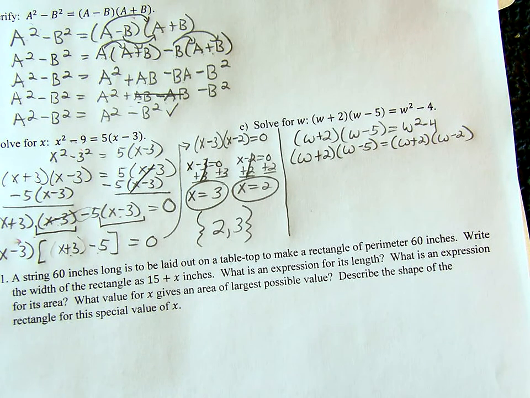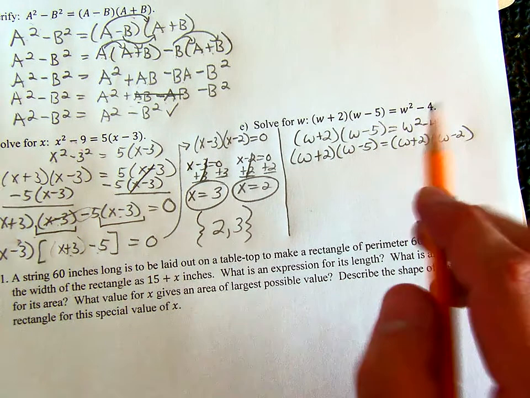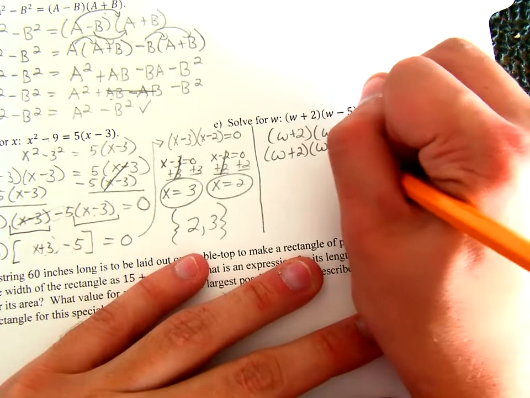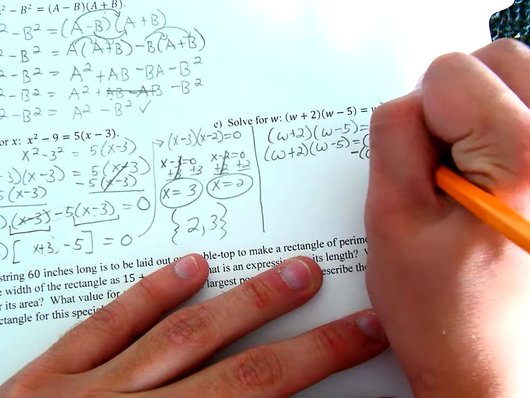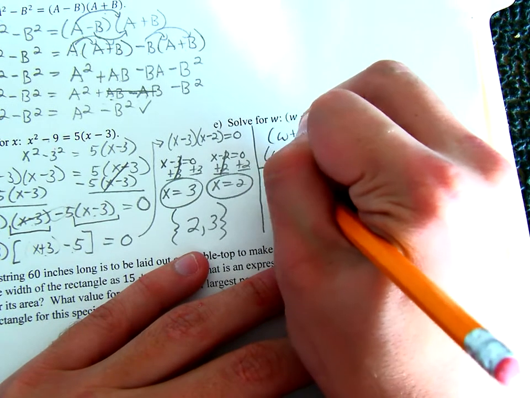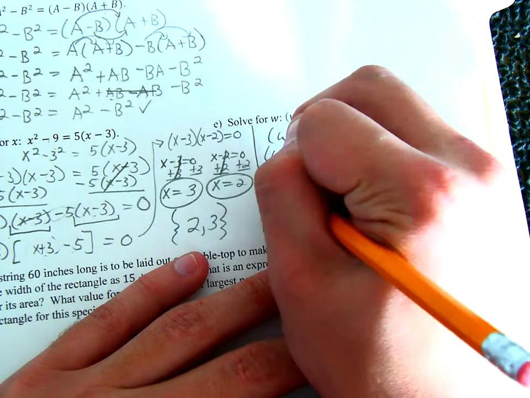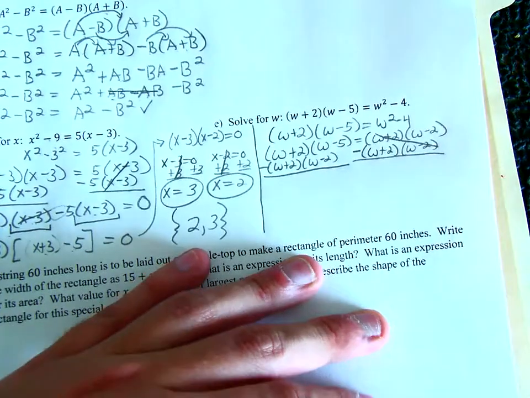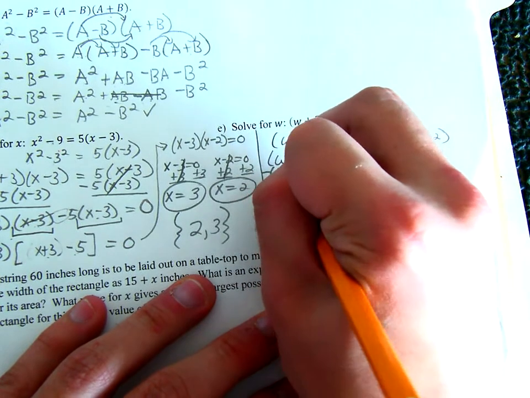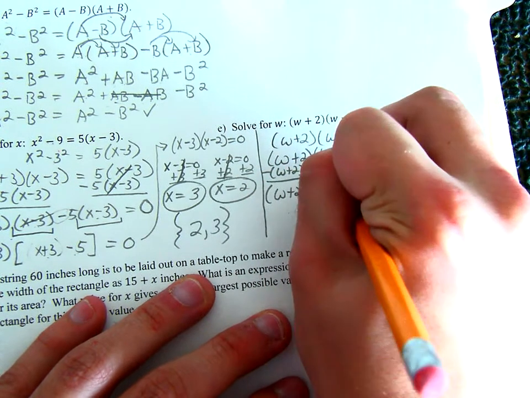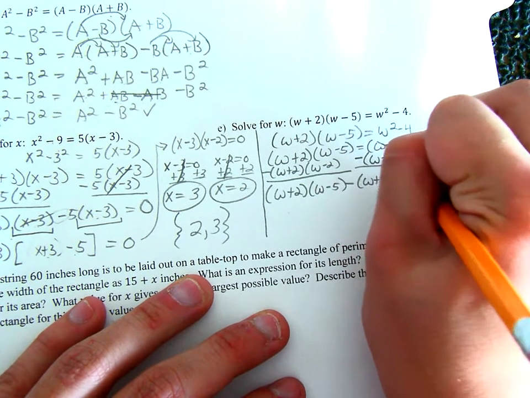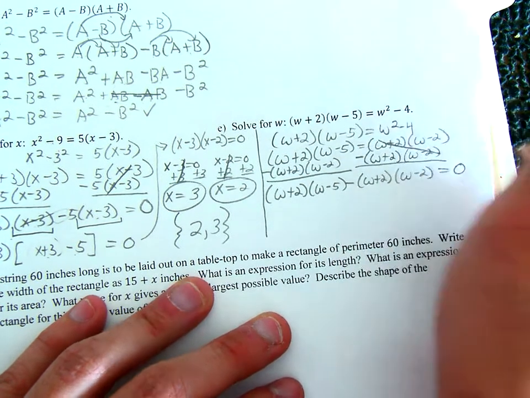So now looking at this, what I'm going to do on both sides is I'm going to subtract away this W plus 2, W minus 2, so I can have 0 on the right side. So looking at this, we're going to subtract W plus 2, W minus 2 on this side. On the right side, we're going to get 0. On the left side, we're going to get W plus 2 times W minus 5 minus W plus 2 times W minus 2 is equal to 0.